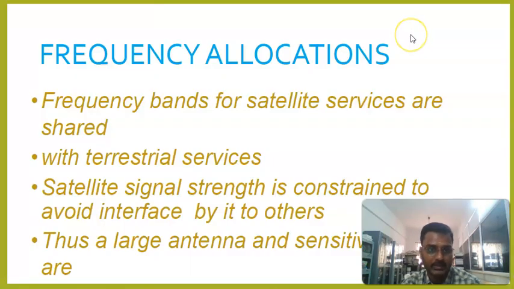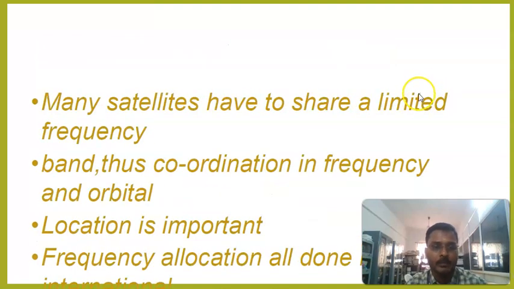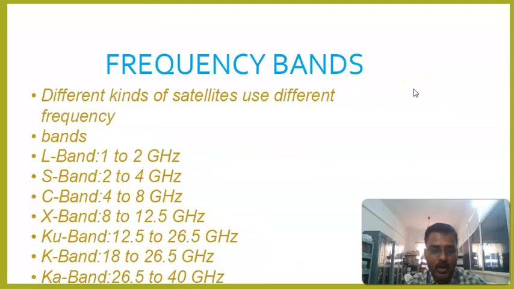Frequency allocations. Frequency bands for these satellite services are shared with the terrestrial services. Satellite signal strength is constrained to avoid interference to others, which have larger antennas and sensitive receivers. Many satellites have to share a limited frequency band, thus coordination in frequency and orbital locations is needed.